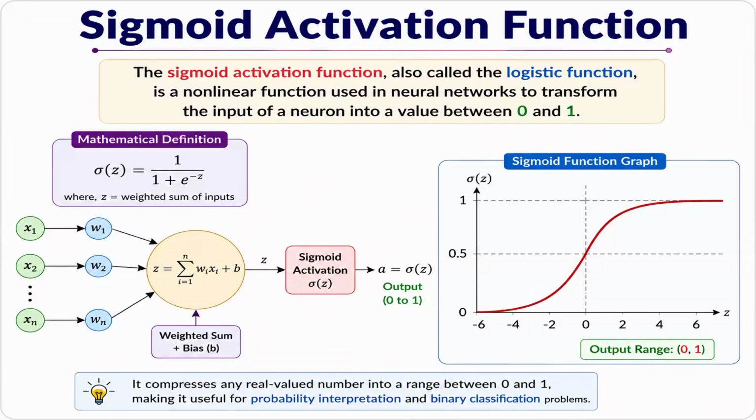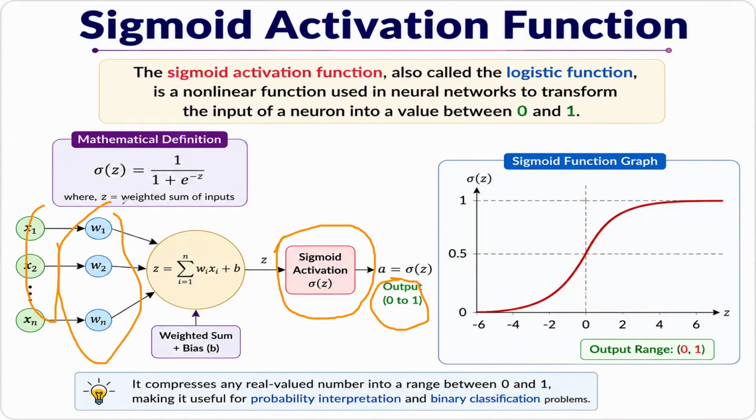So what is sigmoid activation function? Sigmoid activation function is a logistic function, a non-linear function used in neural network and it transforms the input of the neuron between 0 to 1, meaning the output of the neuron is between 0 to 1. So here in the diagram you can see there is input, there is weight, and this weight and input are combined. Then bias is also added, and then it is passed to sigmoid activation function. So once this sum is passed to sigmoid activation function, it will give you output between 0 to 1.